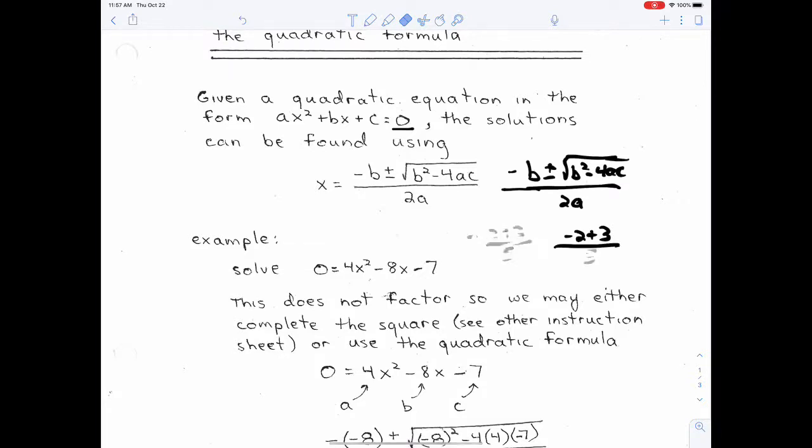Okay, let me get rid of this. Okay, so make sure the negative goes under. Oh, sorry. The negative has the bar under it. So that bar has to go all the way under the entire numerator.